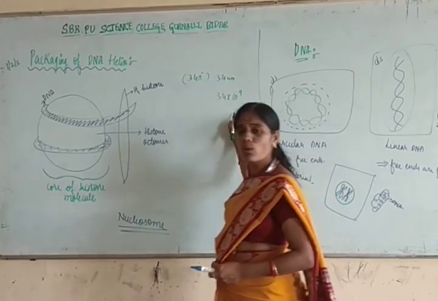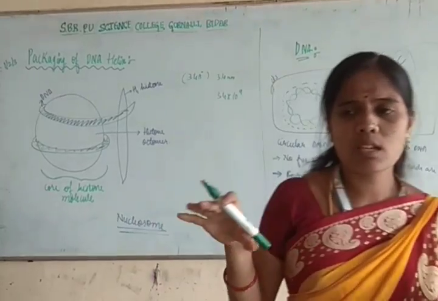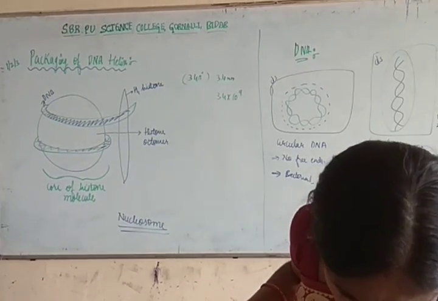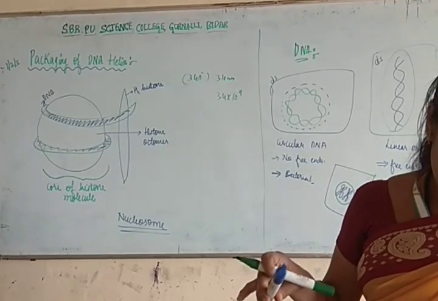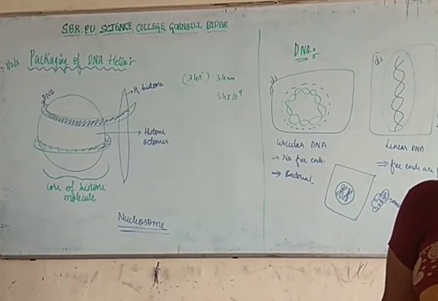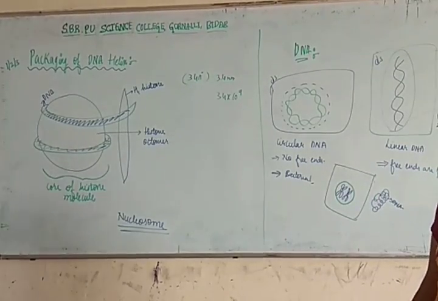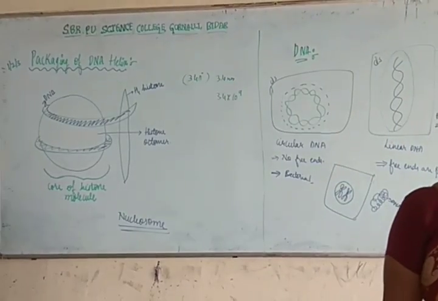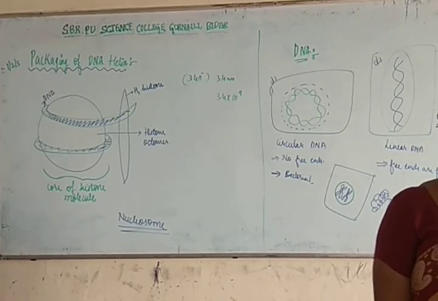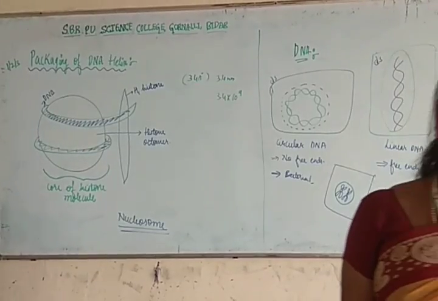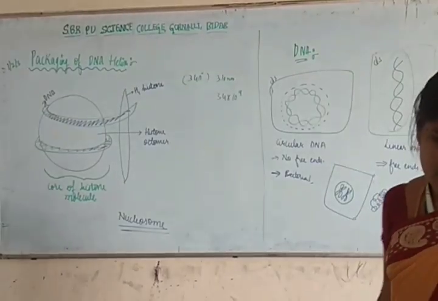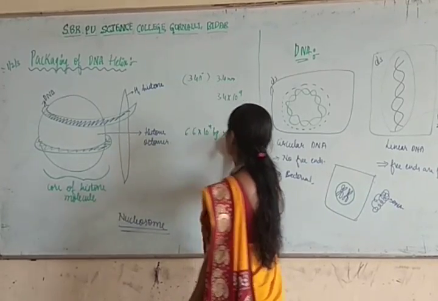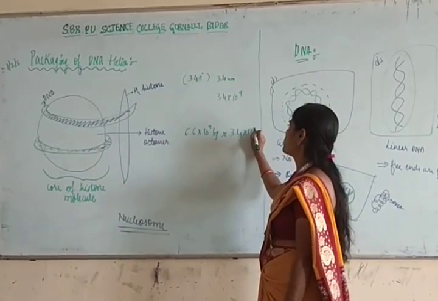Now, if you want to know how many base pairs are present in a eukaryotic cell, what we have to do is calculate the length of the double helical DNA. In a typical mammalian cell, it is calculated by multiplying the total number of base pairs by the distance. The total number of base pairs is 6.6 into 10 to the power of 9 base pairs, into this distance, 3.4 into 10 to the power of minus 9.